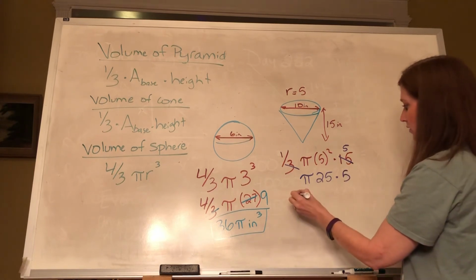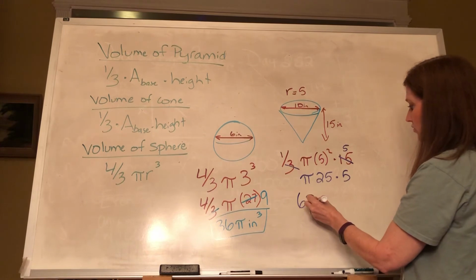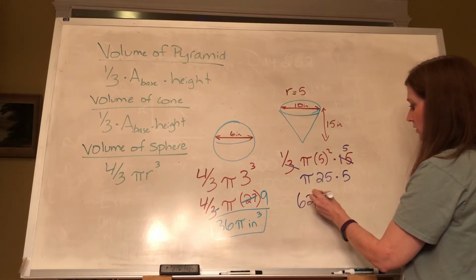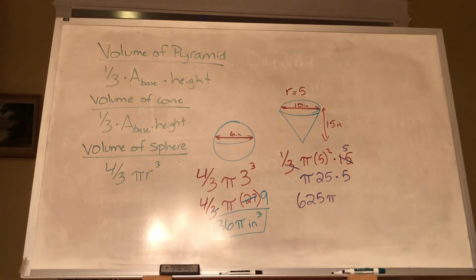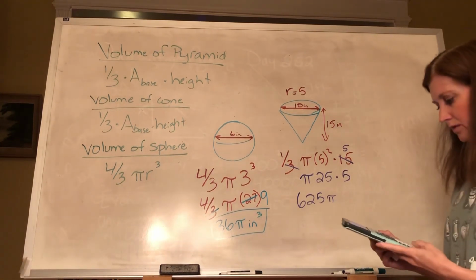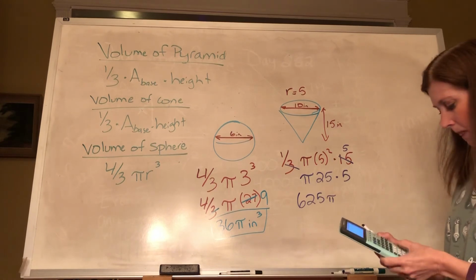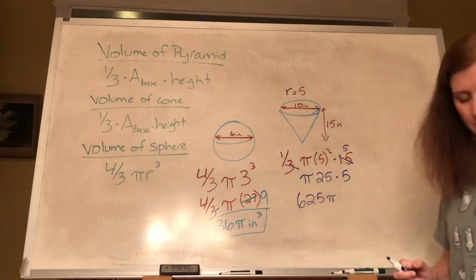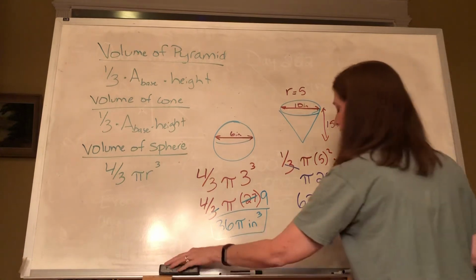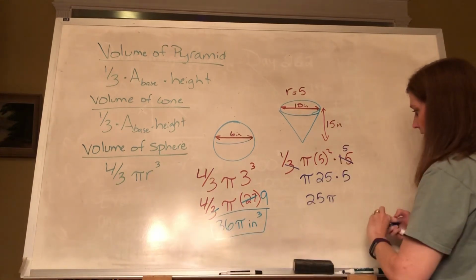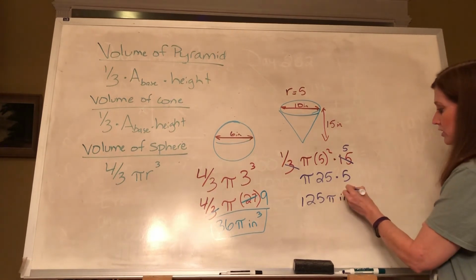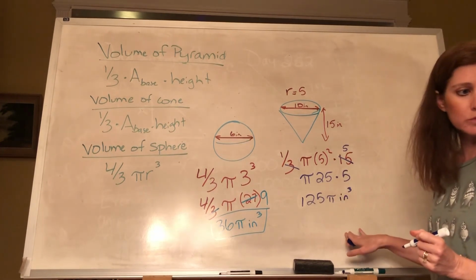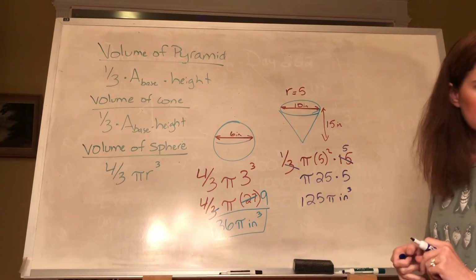And so we have, I think we have, I need to check myself on this, if that is right. I want to say it is. We're about to find out. No, it's not that high. It's 125. Okay, so 125 pi inches cubed volume. It's always cubed.